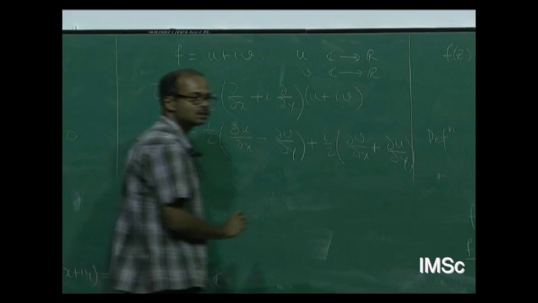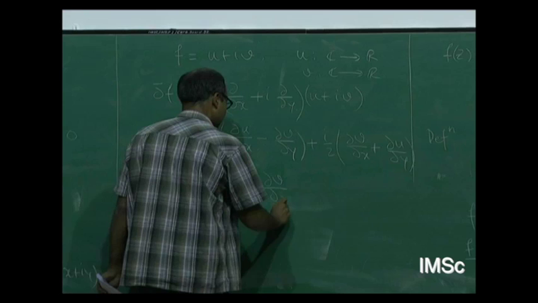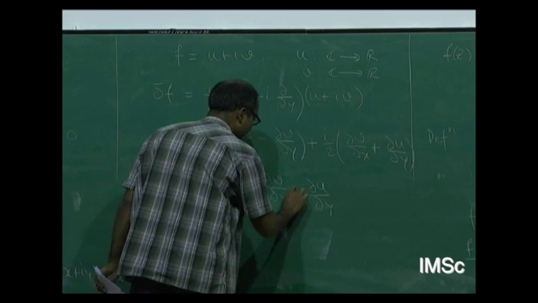So del u del x has to be equal to del v del y, and del v del x equals minus del u del y. Sorry, this minus sign goes with the minus sign. Yes. So that is a necessary condition to have a derivative.